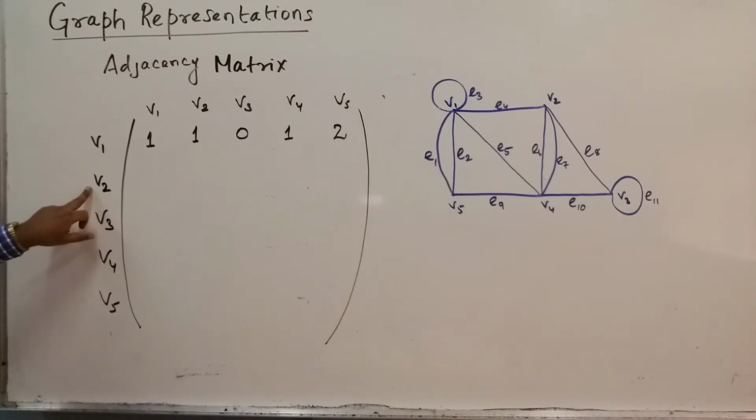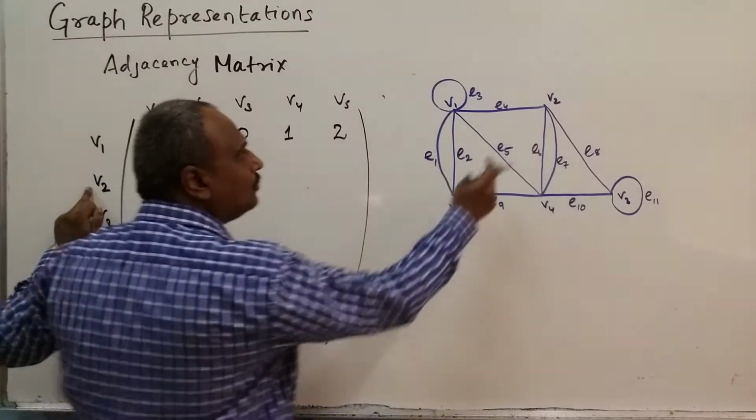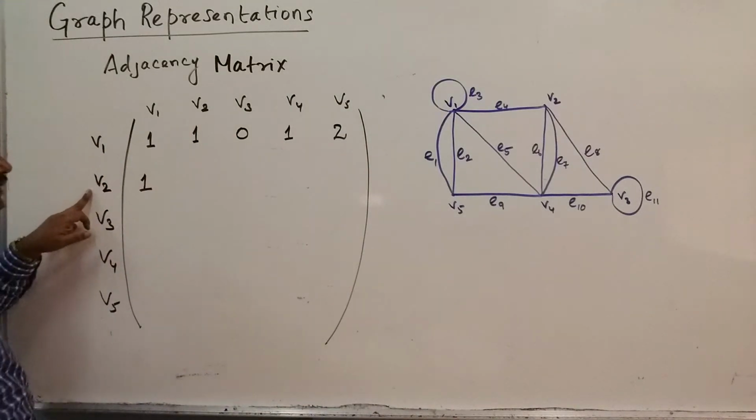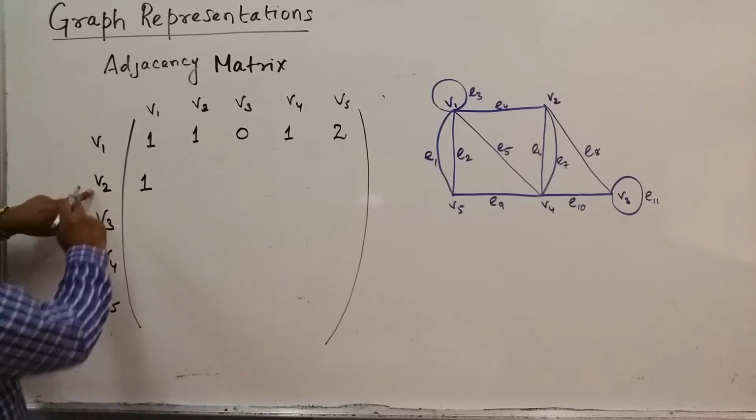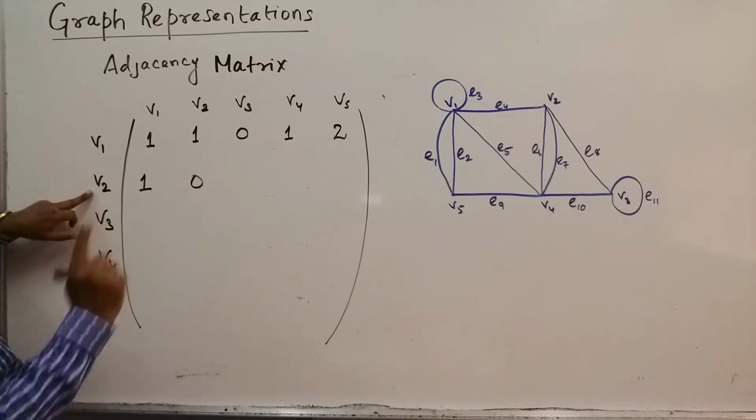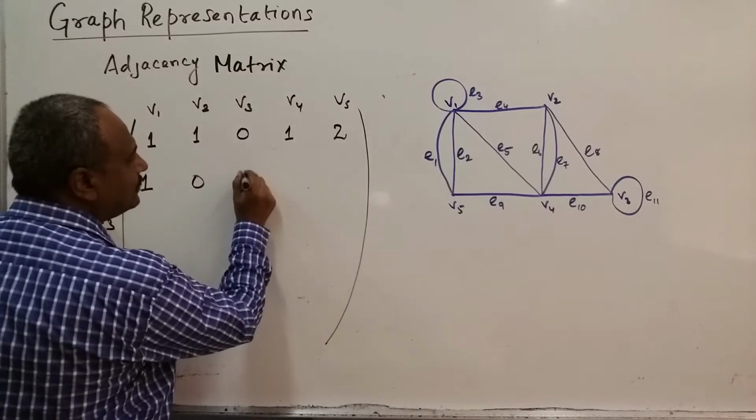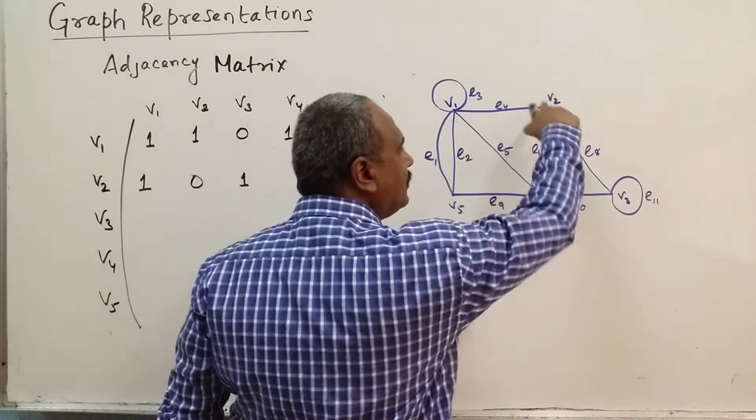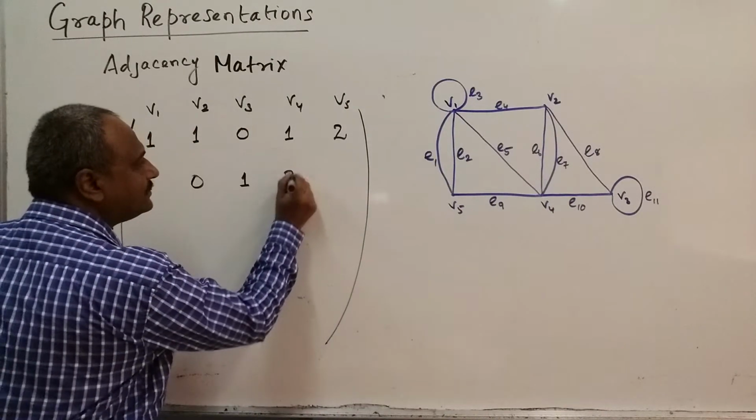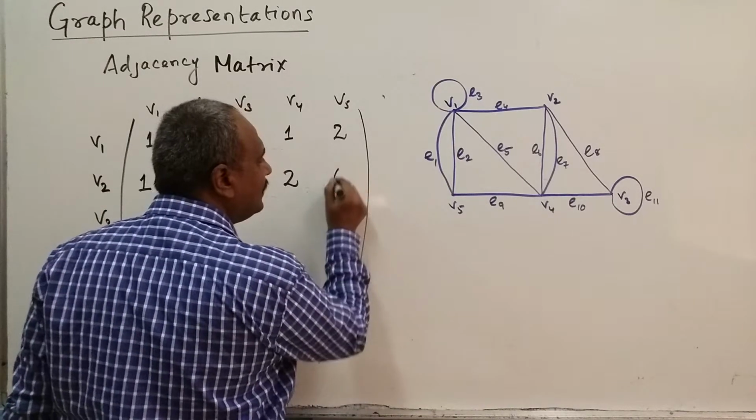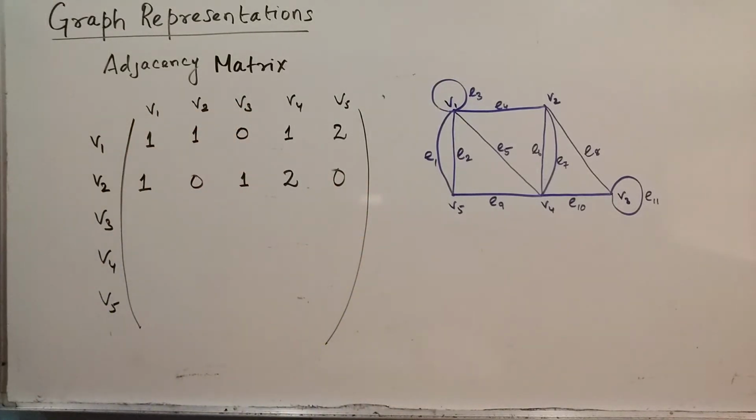Next I am going to check for V2. When I am checking for V2, it is having only one link or one edge with V1. There is no loop, so V2, V2 is 0. When we are checking with V3, it is having one edge. When we are checking with V4, it is having a connection with 2 edges. When we check for V5, this is having 0. There is no connection. In the same idea, I am going to check for V3.